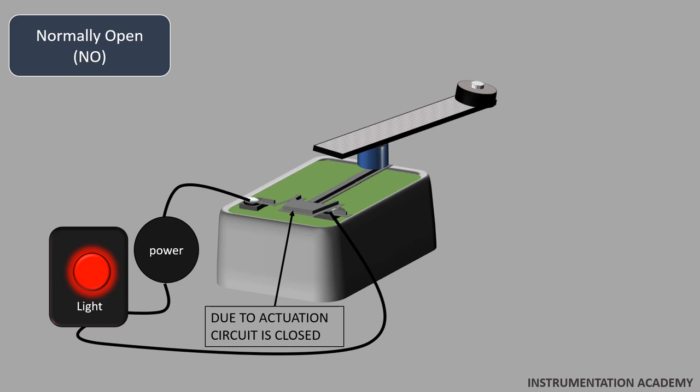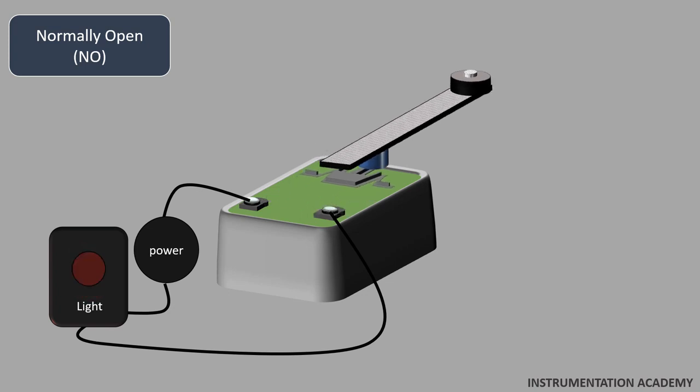When the object moves away from the limit switch, the actuator and the switch contact return back to the original position, and as a result, the circuit becomes open and the red light is switched off.